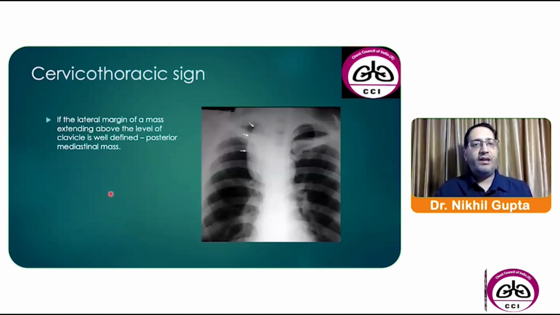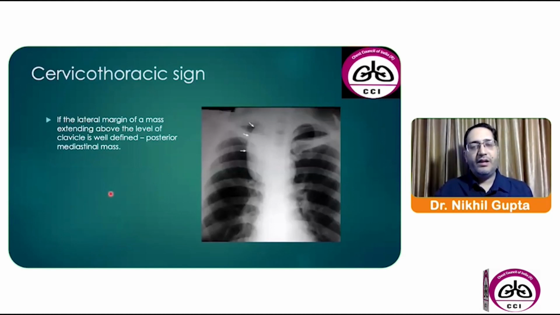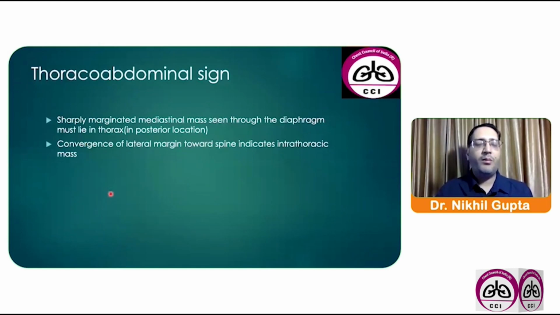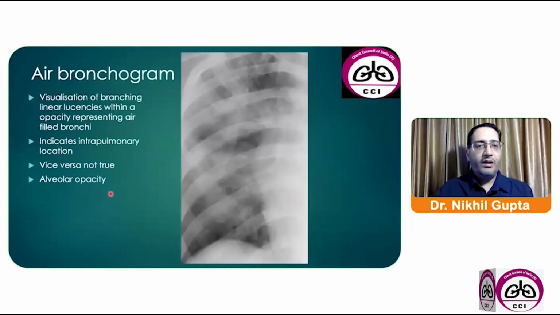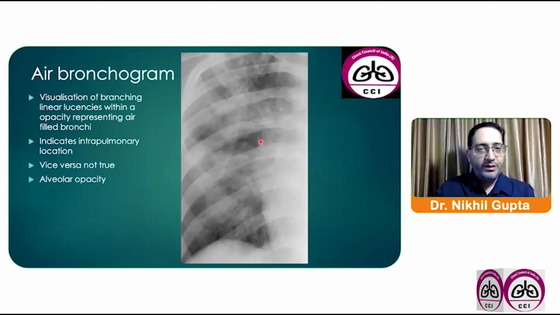Coming to cervicothoracic sign, if the lateral margin of a mass is extending above the level of the clavicle and is well defined, it is a posterior mediastinal mass. Thoracoabdominal sign: a sharply marginated mediastinal mass seen through the diaphragm must lie in the thorax in a posterior location. Convergence of lateral margin towards the spine indicates thoracic mass. Air bronchogram: visualization of branching linear lucencies within an opacity represents air-filled bronchi. So this is an indicator of a consolidation.